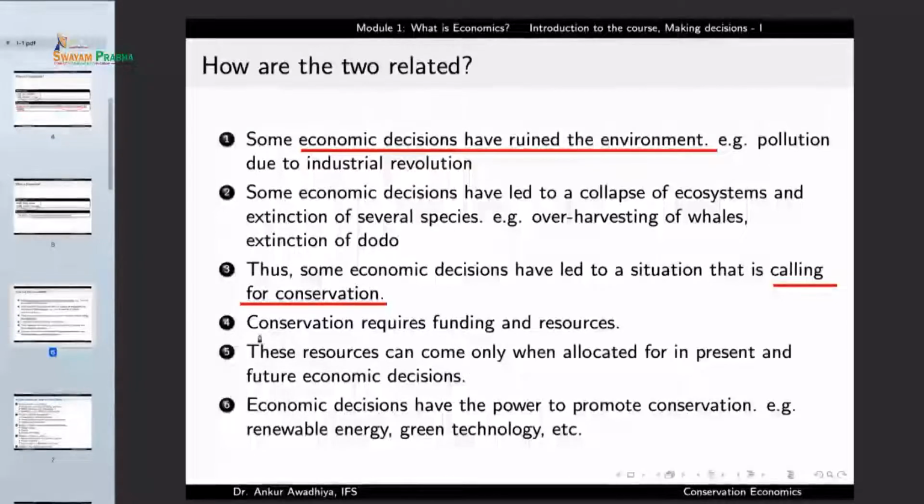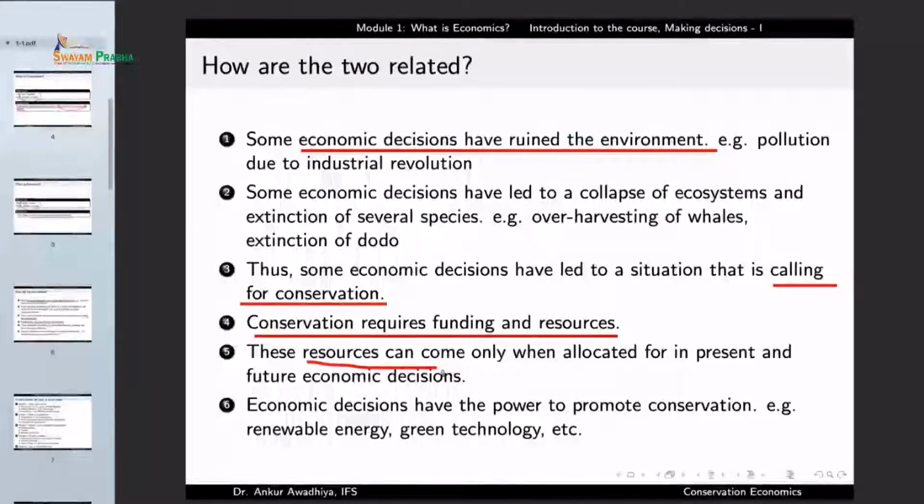Now, at the same time, conservation requires funding and resources. When we talk about economics, we are asking the question, how does the economy or how does the society manage its scarce resources? So, we have money, but we have also different things that require money. We can use the money to construct a school, we can use the money to construct a hospital, or we can use the money to conserve the forest. Now, how do we ensure that there is some amount of money that is made available for the conservation of forests as well, for the conservation of biodiversity?